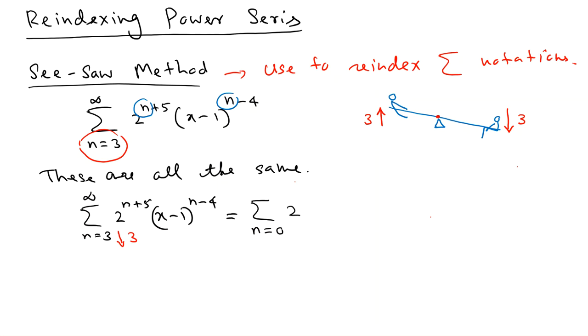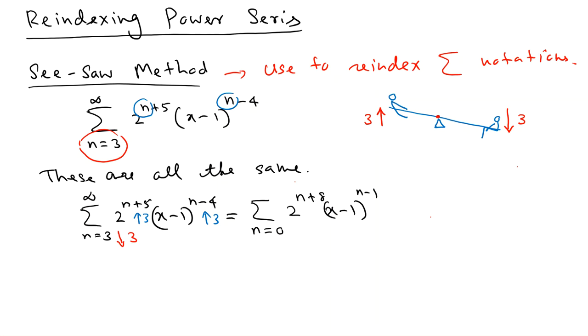So the 2 to the n plus 5 increases by 3, which means it's 2 to the n plus 8. For x minus 1 to the n minus 4, you increase by 3, so this is n minus 1. You decrease by 3 outside, you increase by 3 inside. That's the first one. So these are all the same. If you expand, you get the exact same terms every time.